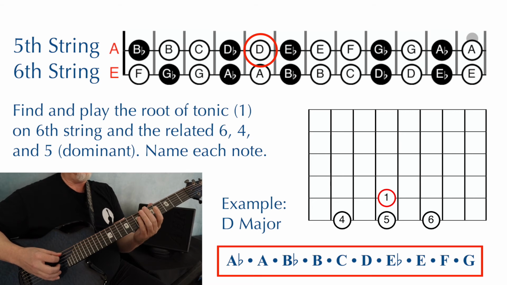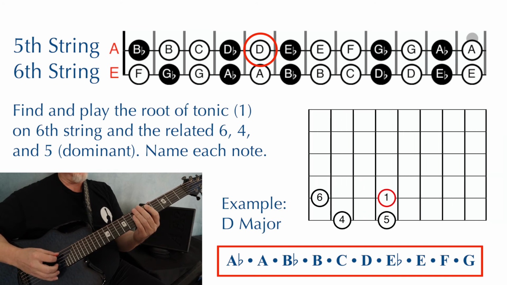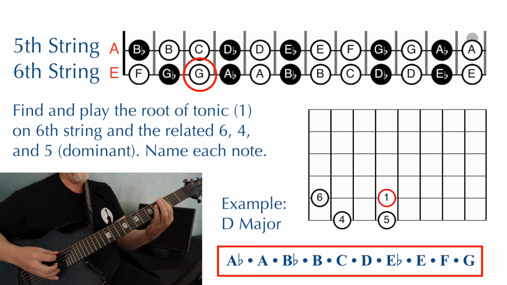And name the notes as you play them. So D, B, G, A, and D. And you can use the other map as well. D, B, G, A, and D.